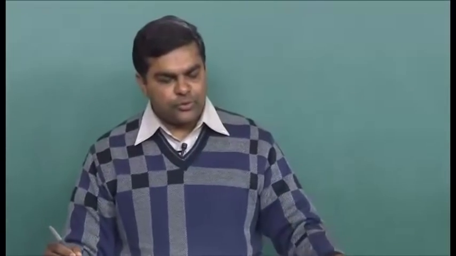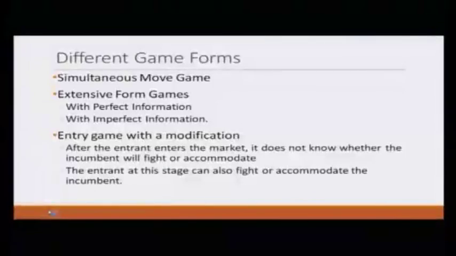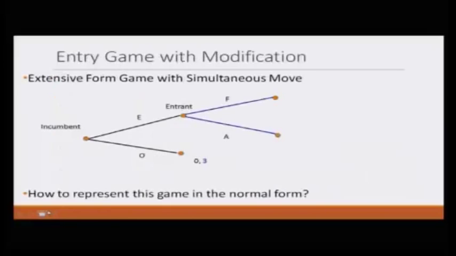Now, we are talking about a simple modification: once the entrant decides to enter the market, then both incumbent and entrant, not just the incumbent, both the players can engage in a costly price war or advertisement war. So, they both can employ these two actions, fight or accommodate. How can we model that? This game tree you are already familiar with. How can we represent the modification?